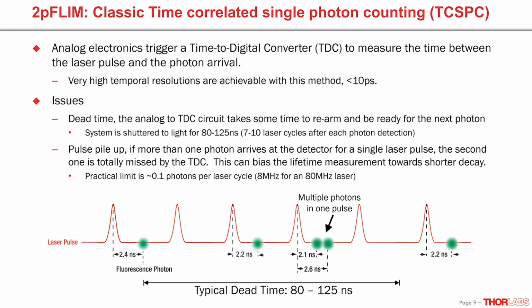The other major issue is called pulse pileup. In the cartoon here, we can see that some laser cycles have 1 photon, some laser cycles have no photons, and some laser cycles have 2 or more photons. It's dependent on a lot of things like the intensity of the laser, the fluorochrome concentration, and even the sensitivity of the detector. When there's more than 1 photon per laser pulse, the TDC can't discriminate between the first and the second photon, and therefore only registers 1 event.